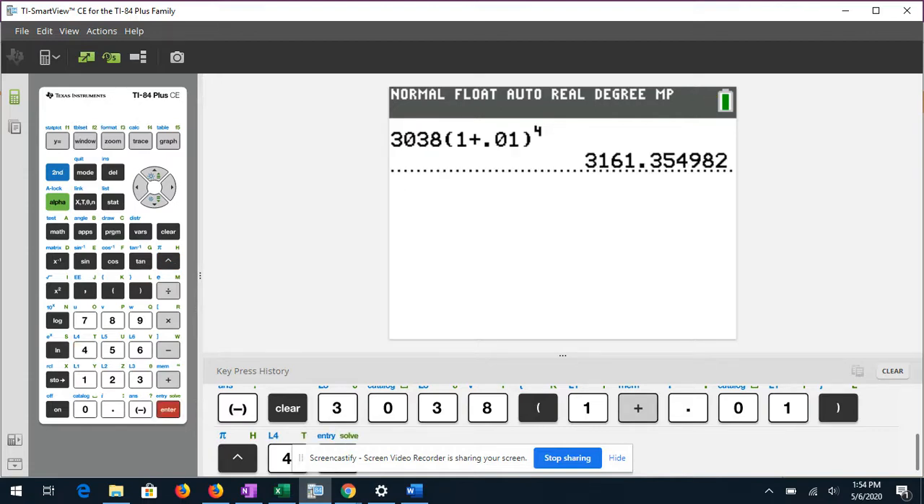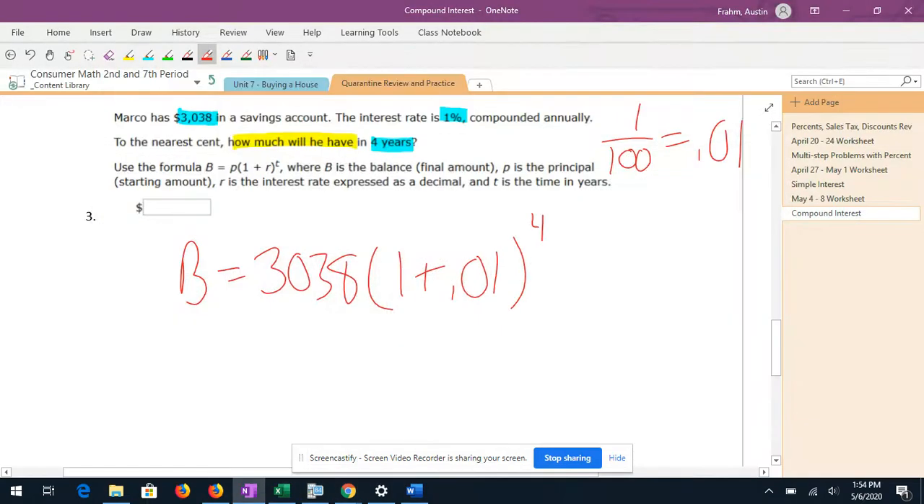Again, we need to round to the nearest cent, so we're rounding to 2 decimal places, so our final answer would be $3,161.35.